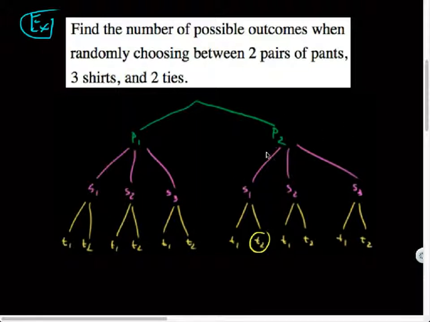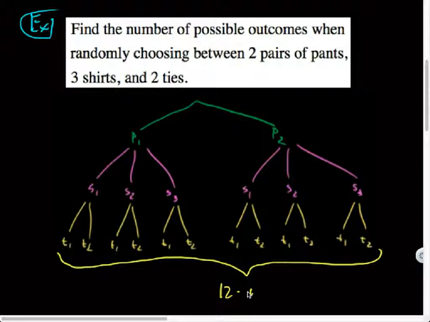So if I just wanted to figure out how many possible combinations there were, I just have to count the total number, which is 12 ways, 12 possible combinations or permutations or arrangements, so to speak, of pants, shirts, and ties.